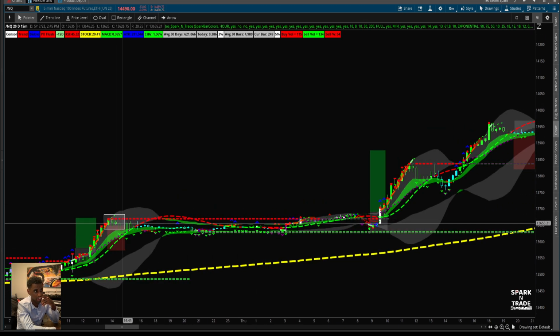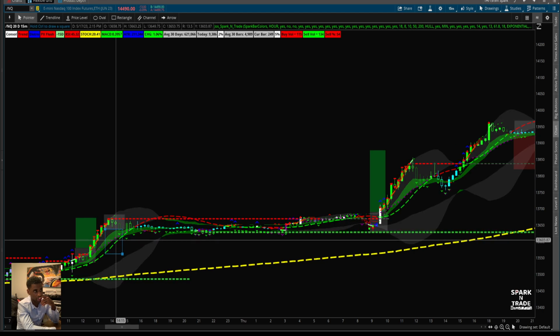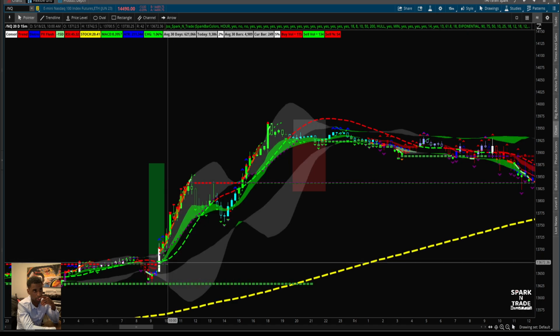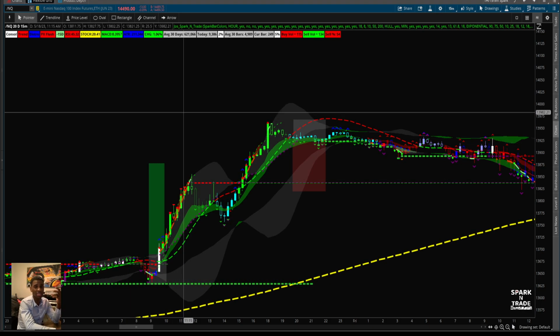This is a good short, just does not work out the way that we hoped it should have. They held it right there, blah, blah, blah. Here goes a good long, got a demand zone down there. So the 15-minute is an extra form of, let's just say, reason to take the trade.